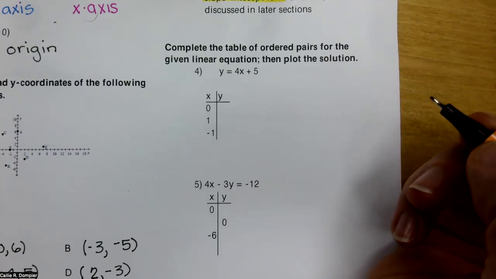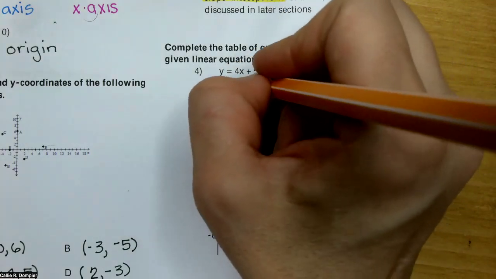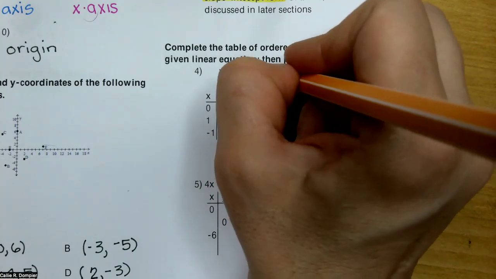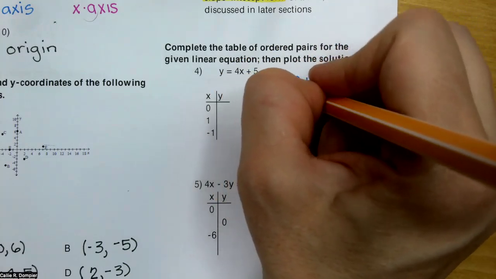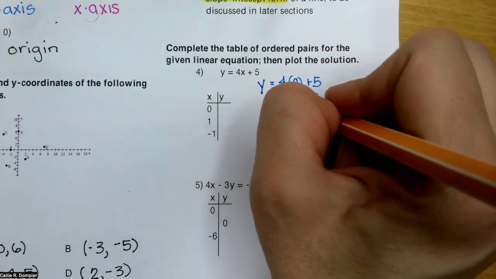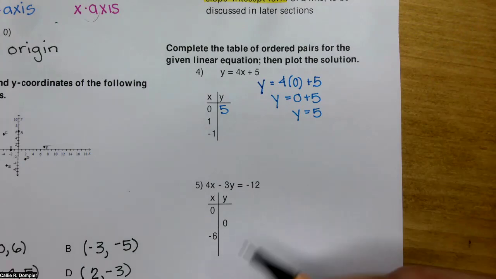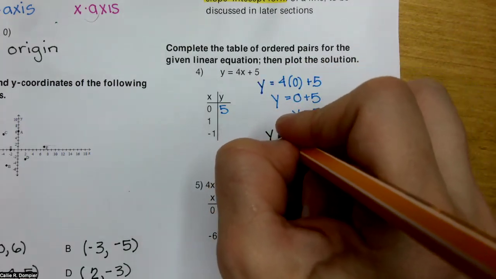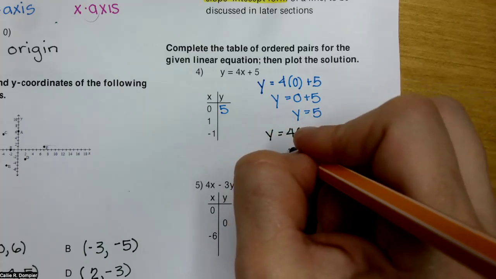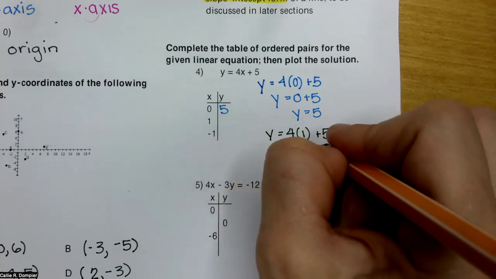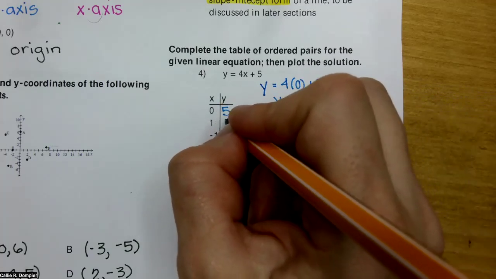Complete a table of ordered pairs for the linear equation and plot the solution. So y equals 4x plus 5. When x is 0, y equals 4 times 0 plus 5. 4 times 0 is just 0. y equals 0 plus 5. So y equals 5. When x is 0, y is 5. We'll do another one. What happens when x equals 1? y equals 4 times 1 plus 5. 4 times 1 equals 4, plus 5 is 9, right? So when x equals 0, y is 5. When x equals 1, y is 9.